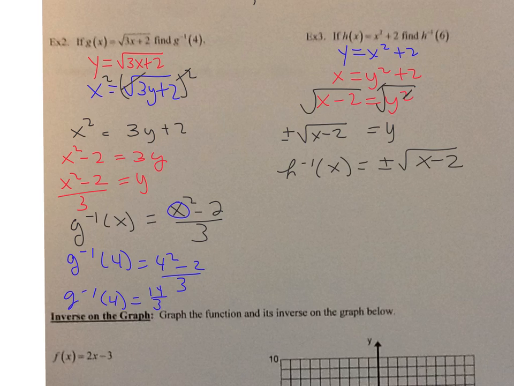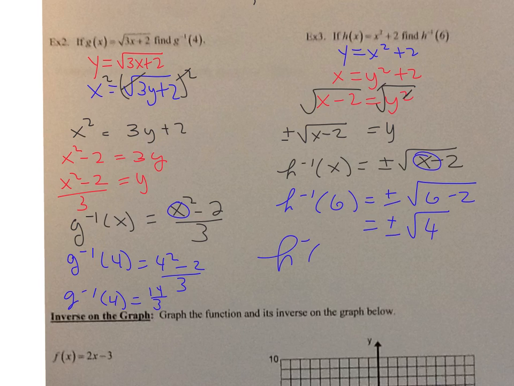Now I want to find the inverse of h of 6. So wherever I see an x, I'm going to plug in the 6. Plus minus the square root of 6 minus 2. So it's plus minus the square root of 4. So the inverse of h of 6 is equal to plus minus 2.